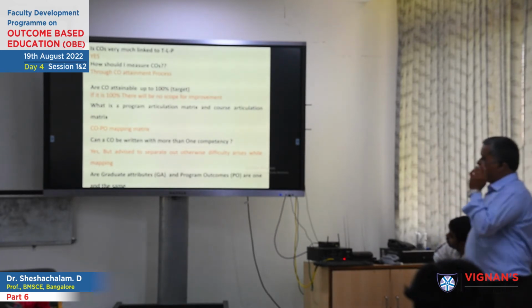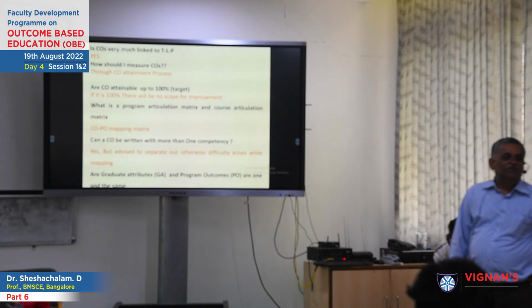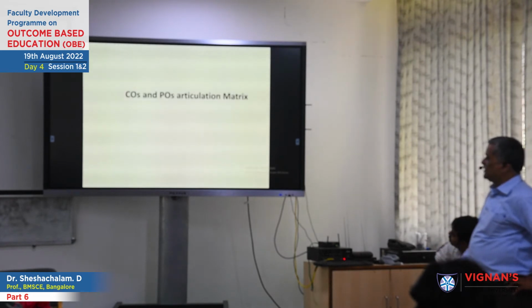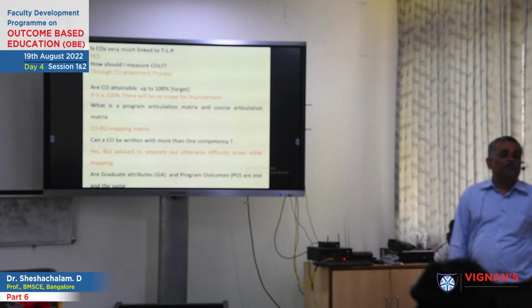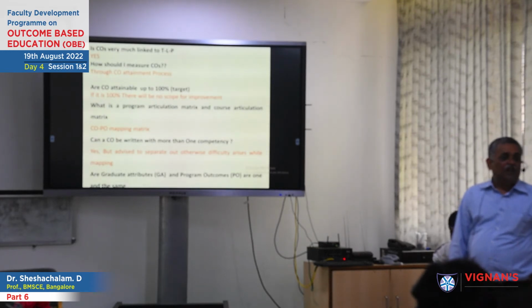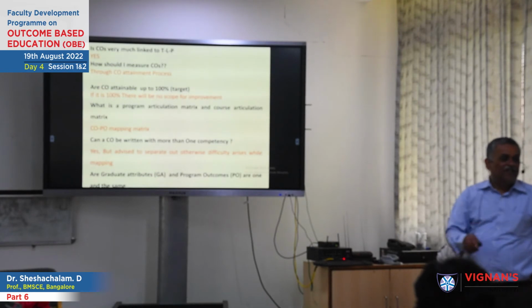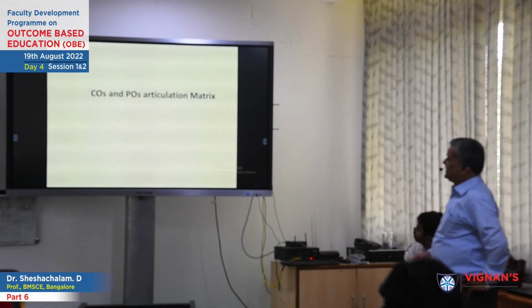Then, are graduate attributes and POs one and the same? According to me, no. Because POs are the articulated form of graduate attributes. Both cannot be the same. Graduate attributes are only keywords. So don't read graduate attributes and be complacent and feel that you know all the POs.